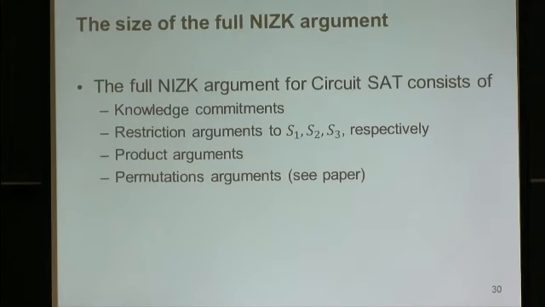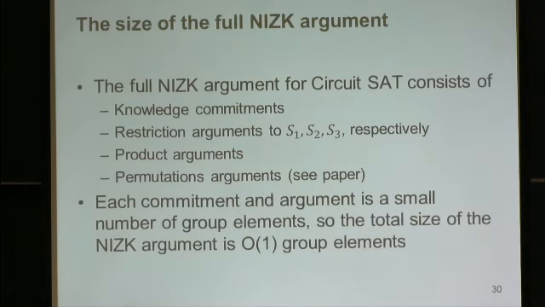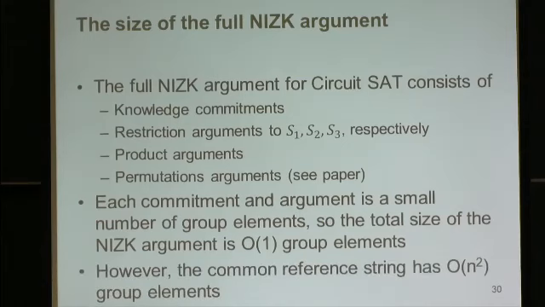Okay, so the full non-interactive zero knowledge argument consists of knowledge commitments, restriction arguments, product arguments, and also some permutation arguments, and all of these are constant size. And that gives us a very short non-interactive zero knowledge argument. The only problem here is that the common reference string is n squared size. It has n squared group elements.